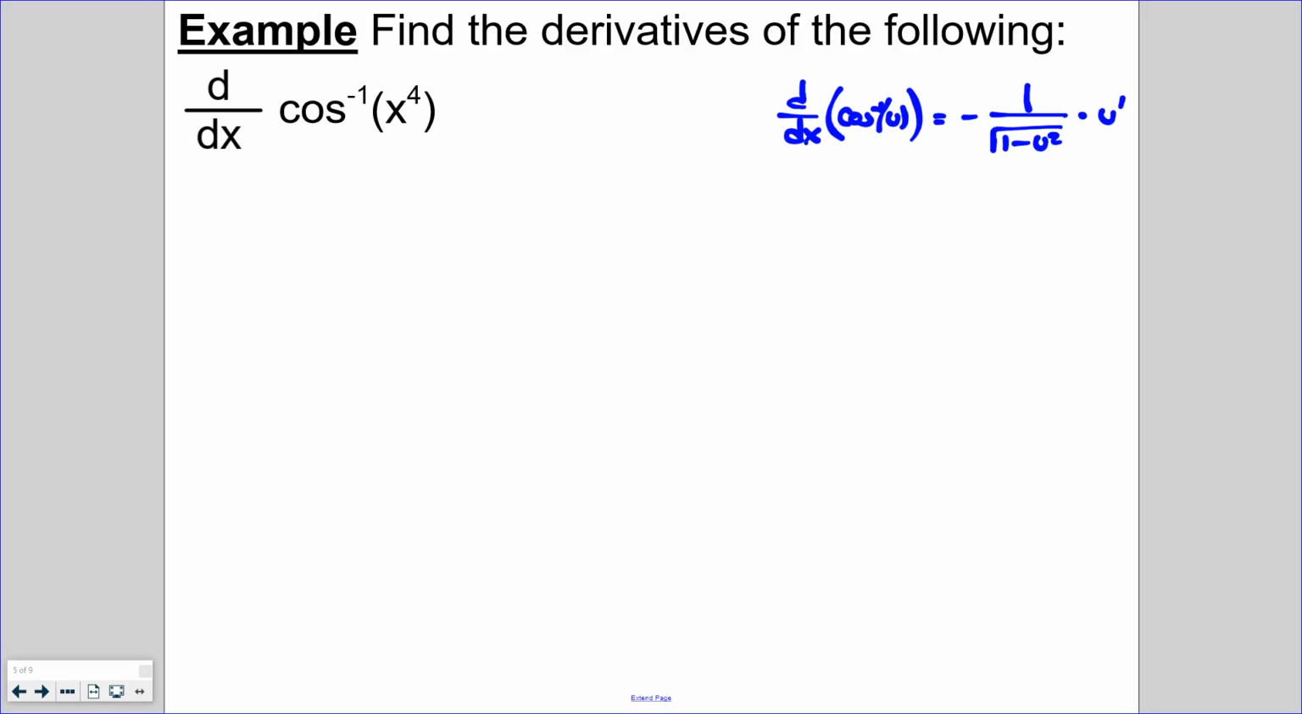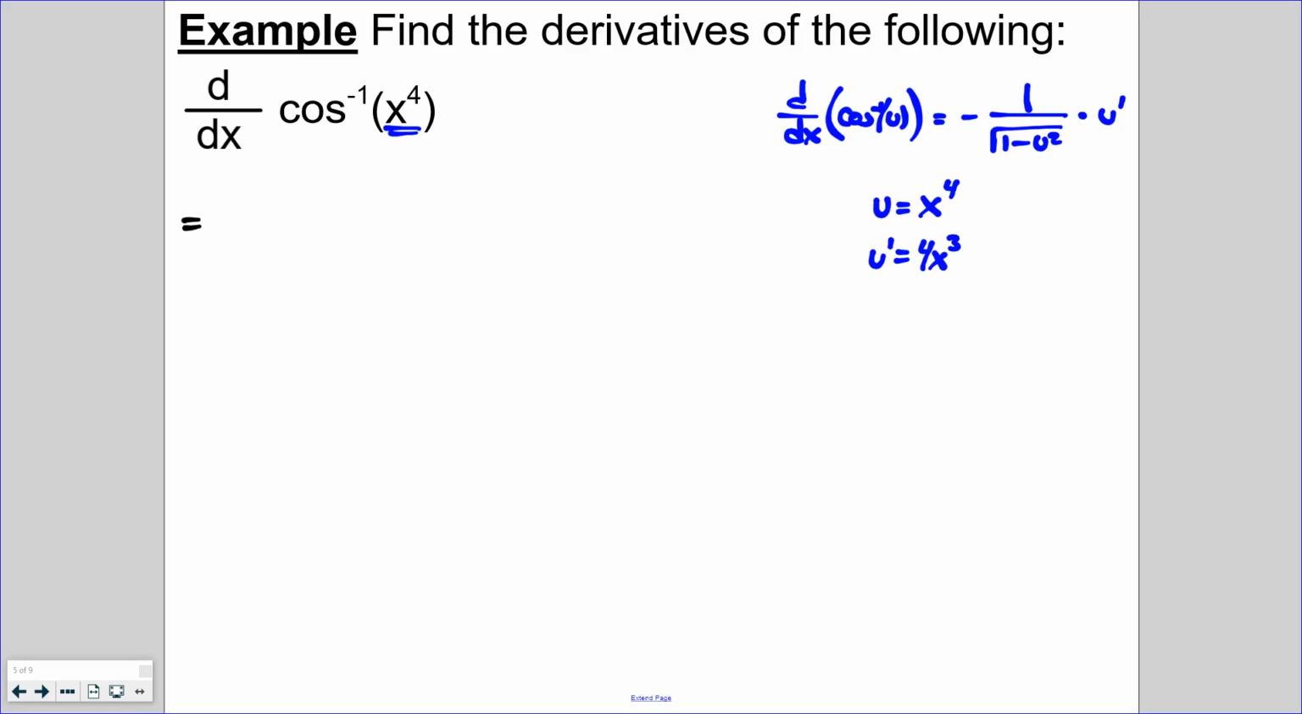Next up, we need to identify what our inside function is, or what's the u. And we can see the function inside the cosine is x to the 4th. And then we'll take the derivative of this to get u prime, and we can see that u prime is equal to 4x cubed. Now we have everything we need, so we can go ahead and take the derivative.